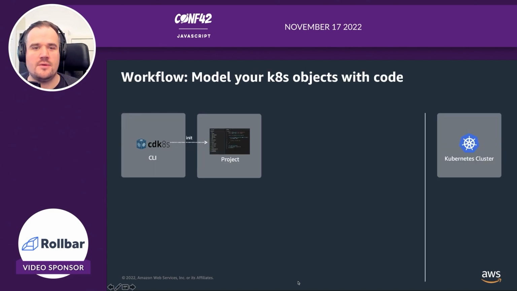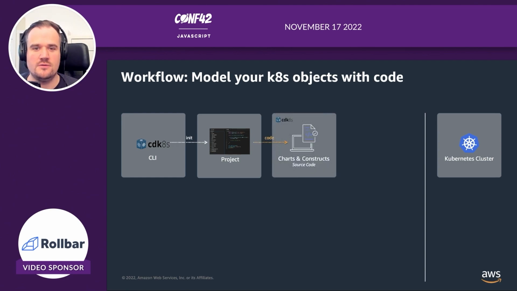The next step you have to do after that is actually coding what you want to deploy. So this is where you're using the various classes that CDK8s gives you to create the manifests or the configurations you want to have in your cluster. And in a minute, we will jump into how that feels when you're actually using general purpose programming languages to define your Kubernetes objects.